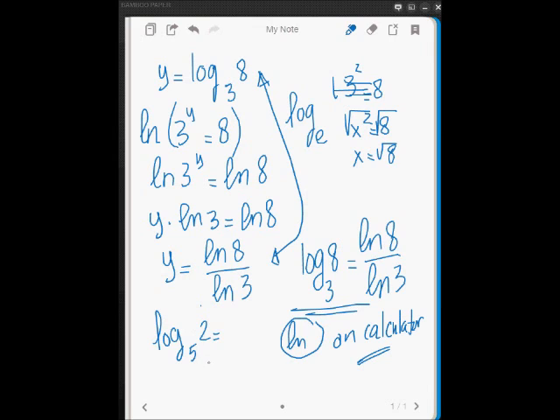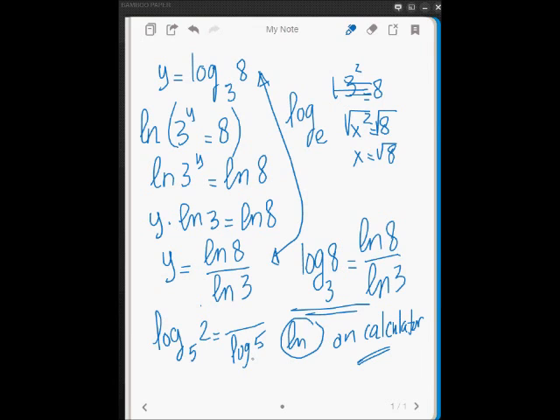Okay, what would that be? Well, let's see the pattern here. We had a log 3 of 8. So log 3 of 8, the 8 goes in the top, the 3 goes in the bottom. So where does the 5 go? 5 should be in the bottom, and the 2 goes on top.